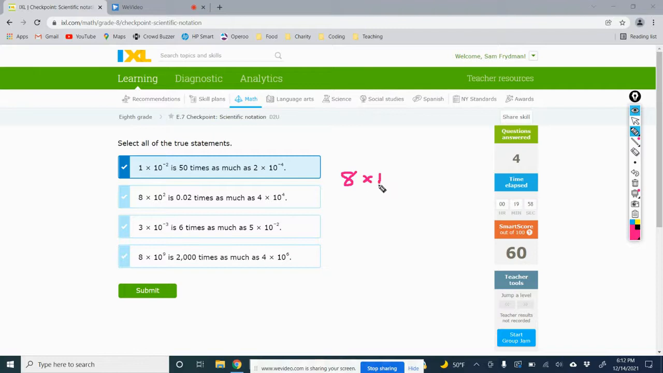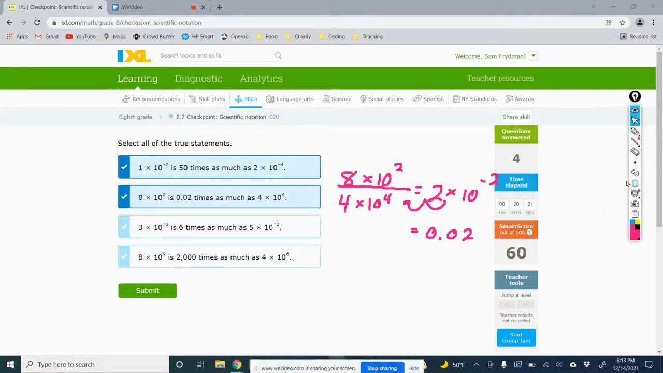So let's do 8 times 10 to the second divided by 4 times 10 to the fourth. That's going to give me 2 times 10 to the negative second power, because 2 minus 4 is negative 2, which is the same thing as 0.02. Just take this invisible decimal here and move it 2 spaces to the left, because that's negative, and we get 0.02, which is what I wrote over there. So yes, this is also true.